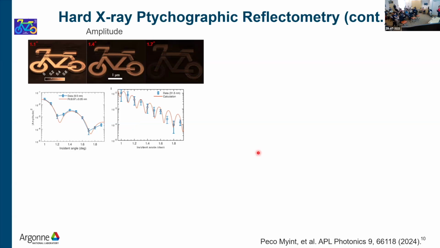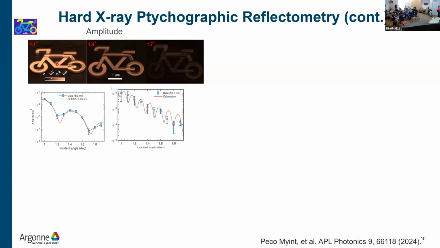bicycle patterns. Different colors, shown schematically here, represent different heights. They can vary from, I think, the front wheel at 9 nanometers to the handlebar at probably 50 nanometers, at different heights. We did a couple of angles here. Well, I'll show you only 3 angles.